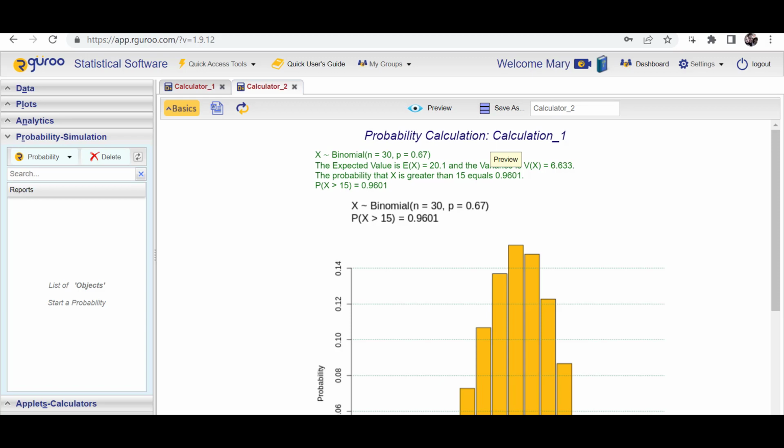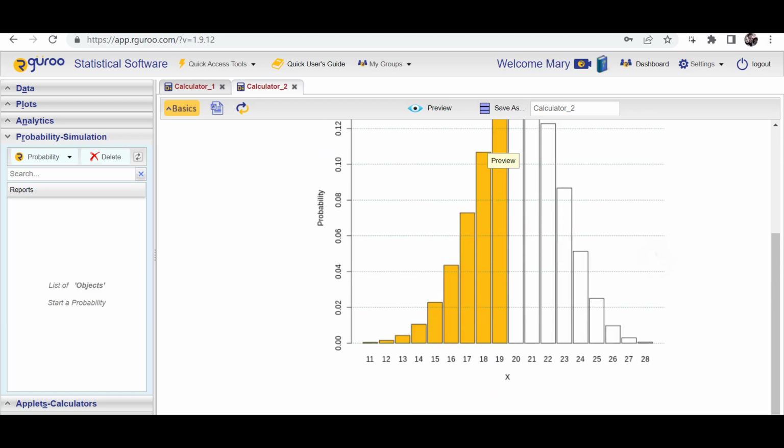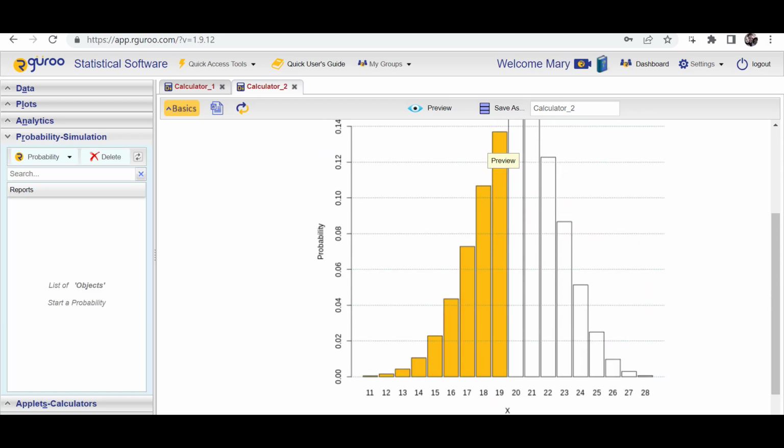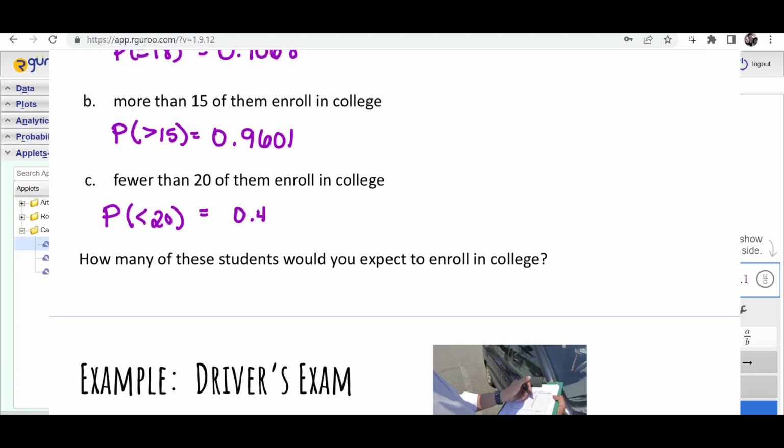Probability of fewer than 20. Fewer is another word for less than 20, and that does not include 20. So I'm going to change this to below 20, uncheck the included box. So now I've shaded the bars below 20, 19 and below, and the probability is 0.4.